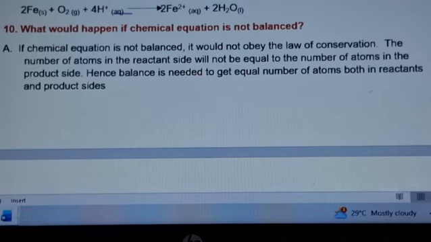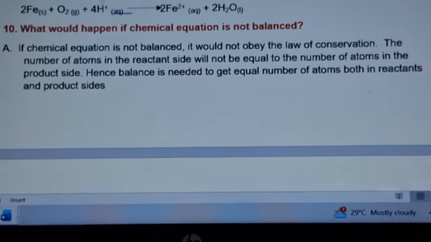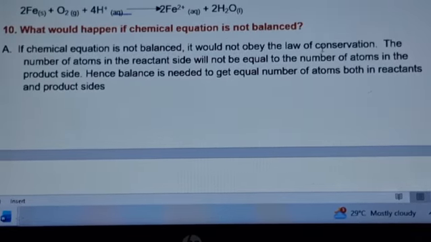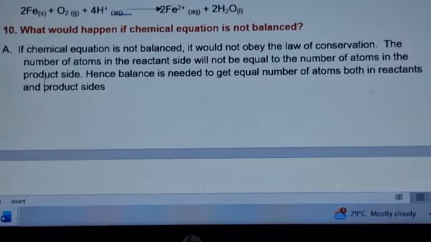Law of conservation of energy is there. Law of conservation of mass is there. So conservation means that. So here we are talking about chemicals. So if a chemical equation is not balanced, it would not obey the law of conservation. The number of atoms in the reactant side will not be equal to the number of atoms in the product side.